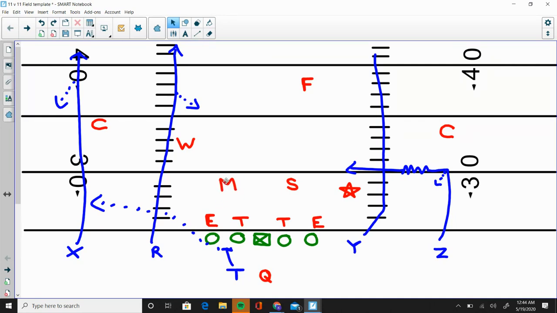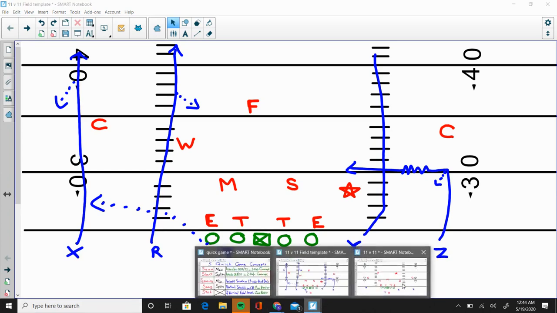So the concept for this is seam. We look to run it out of a one high safety look. We're looking to exploit these bubbles of space here. And this is our backside action to counteract and use a full field progression in our read. Now let's take a look at if we are going to run it in a 3-by-1 set.